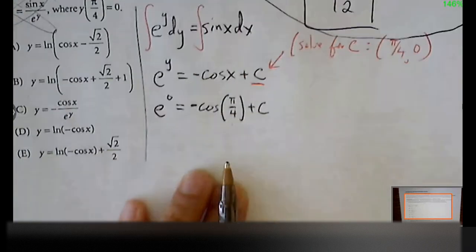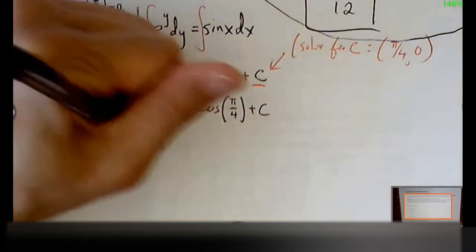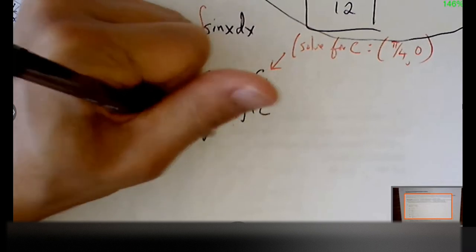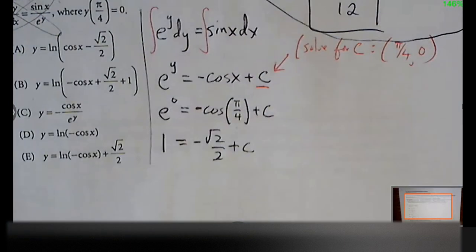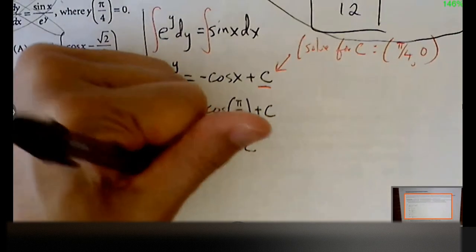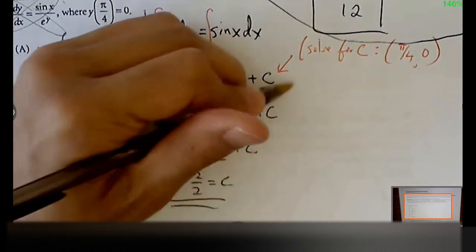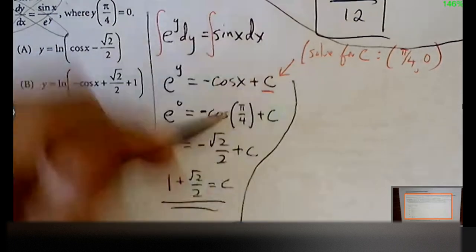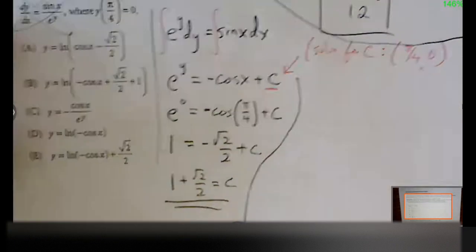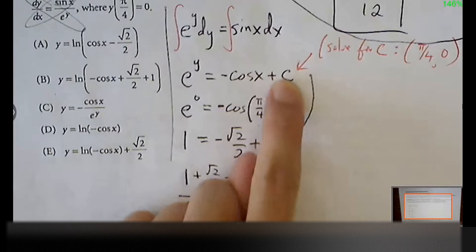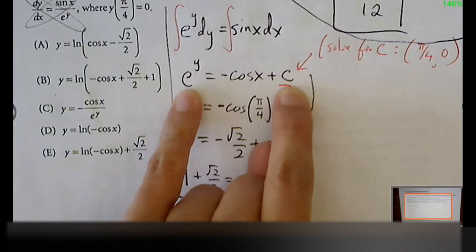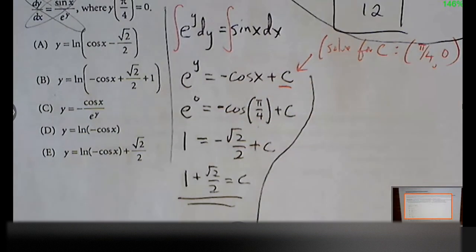Cosine of pi over 4 is root 2 over 2. Add the root 2 over 2 to both sides, I get 1 plus root 2 over 2. Once I have my c value, I'm going to update my equation and then work to try to get that y by itself.